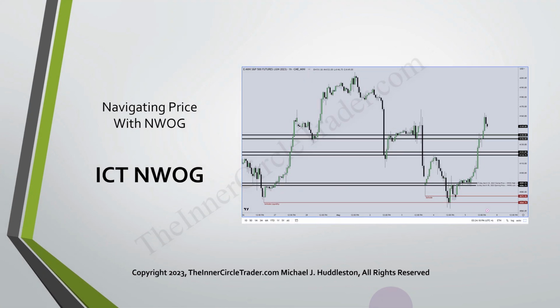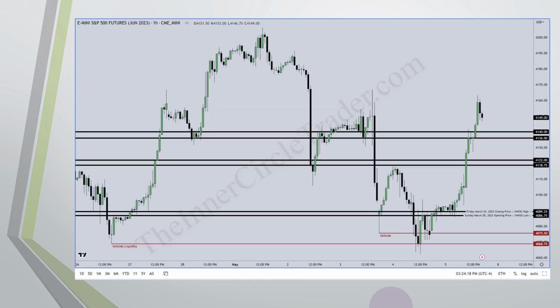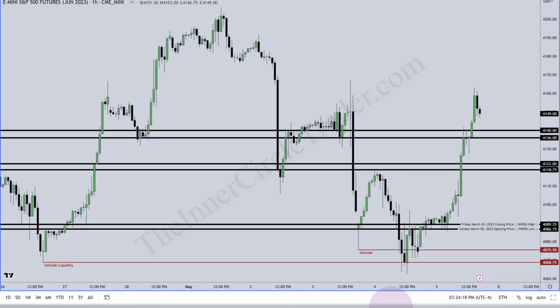Navigating price with new week opening gap. All right, so you can see here, this is actually a current fractal in price action. This is showing the Friday non-farm payroll for May 5th, 2023. You can see here we have an old low where sell side would be residing, and then an old low here where sell side would be residing.